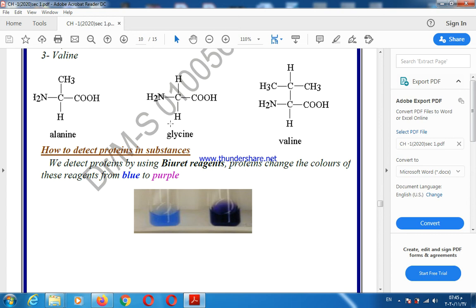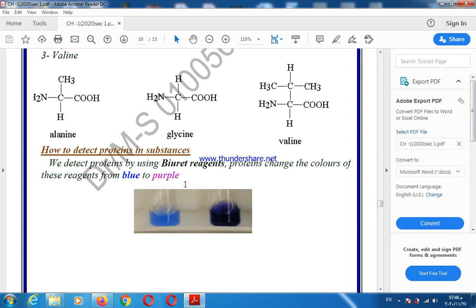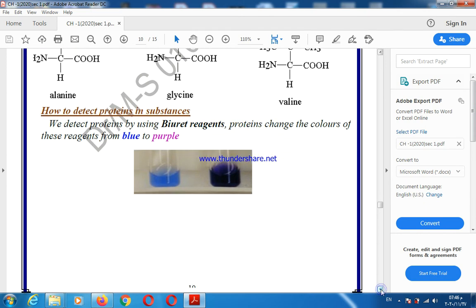How to detect protein in a substance? We can use biuret reagent. Its color is purple, as shown in the figure. If the substance contains protein, when adding biuret reagent to the protein substance, the color will change into purple.